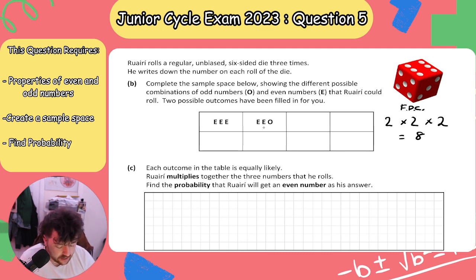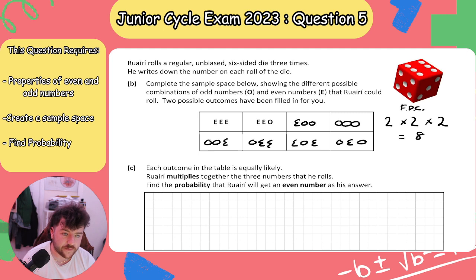So even, even, even, and even, even, odd. Let's keep this pattern. So I'm going to do even, odd, odd. Then odd, odd, odd. I'll do odd, odd, even. Odd, even, even. And then finally we're going to have even, odd, even, and odd, even, odd. So again, you just have to work through that one to get it out.